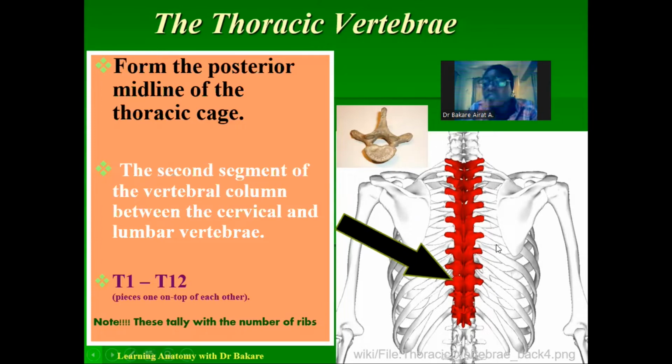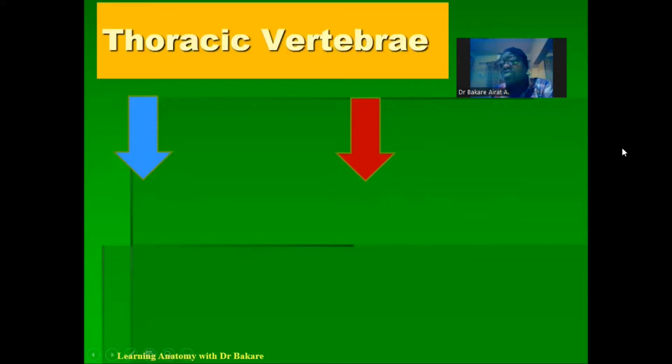So the number of ribs is the same as the number of thoracic vertebrae that we have, because we know that these ribs will emerge from the thoracic vertebrae and they need to correspond in number, because it is only at the region of the thoracic vertebrae that the ribs are connected with the vertebral column and they need to tally in number.